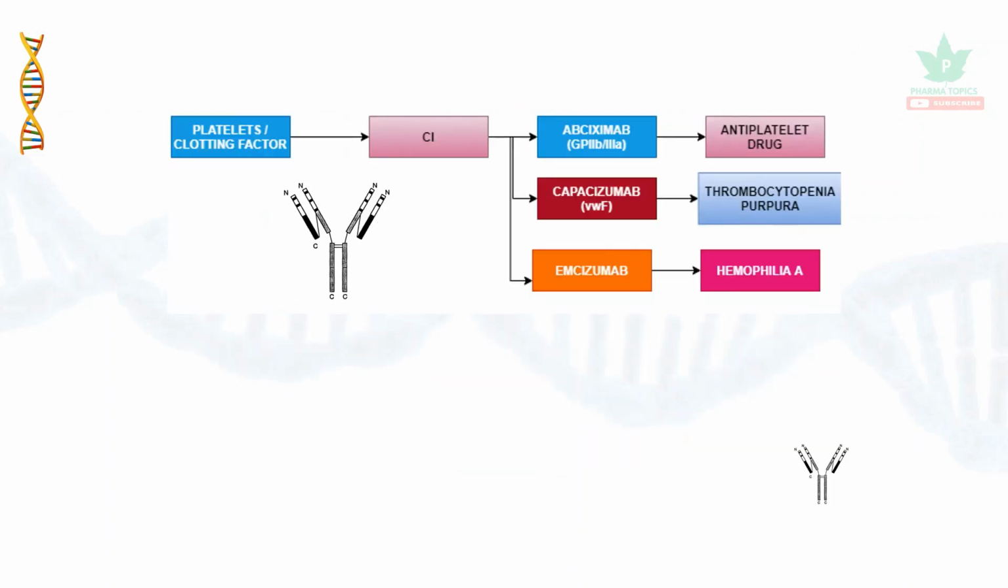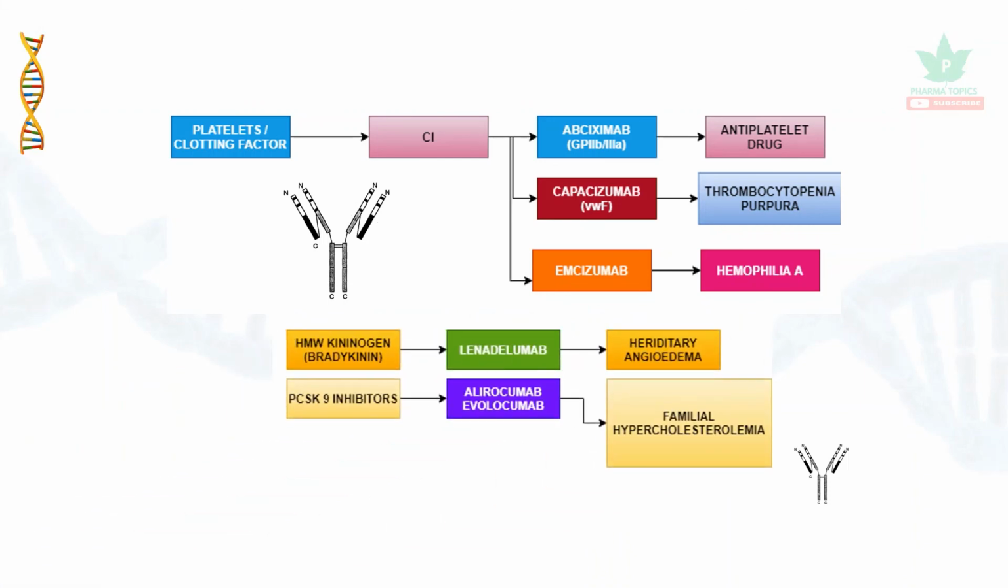Then platelets: all the monoclonal antibodies related to platelets contain the letters CI in their nomenclature. Examples are abciximab given as an antiplatelet drug, and caplacizumab which targets the von Willebrand factor, given for thrombotic thrombocytopenic purpura, and emicizumab given for hemophilia A treatment.